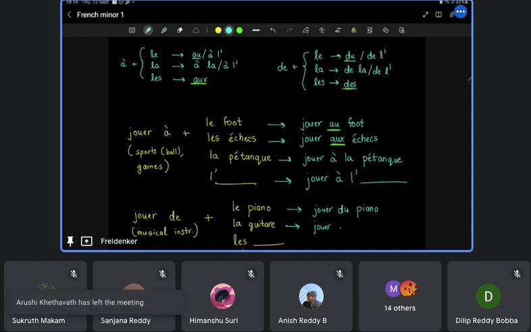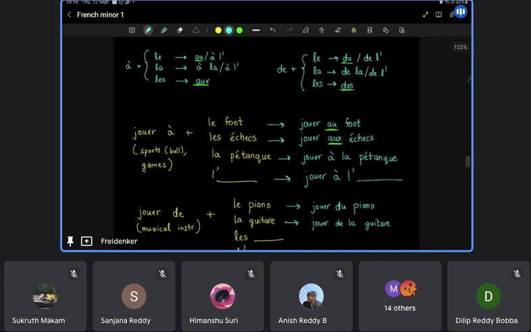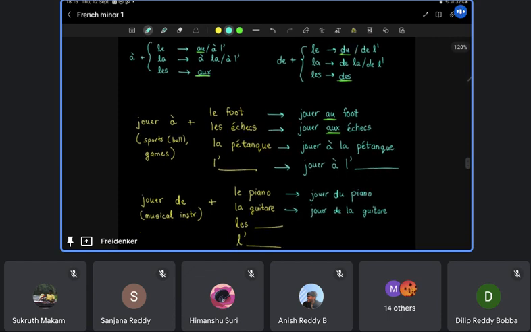De and la has no conversion, so it will remain as it is. Jouer de la guitare. And if you look at the cheat sheet, de les will become des, so jouer des whatever is there. L' means it remains as it is. There is no change there. So jouer de l' and so on. So here the fusion is occurring at du and des. There's a fusion there.